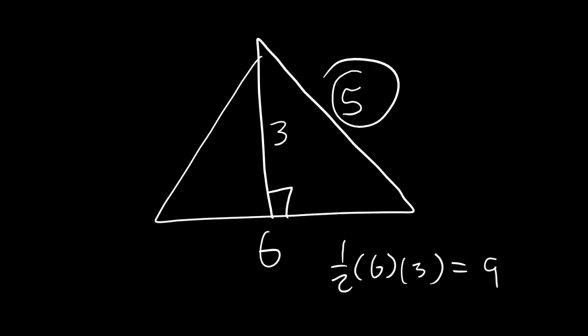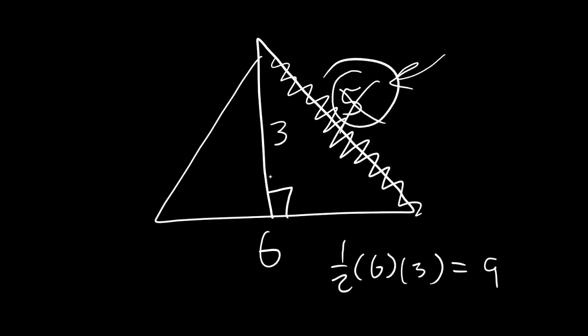You may be saying, why is this 5 here? This 5 is not necessary. We could still do the question without this. I added this 5 to make sure that you understand that we do not use this side when calculating the area of this particular triangle. So on the homework, if you see a number that you don't need, just ignore it.